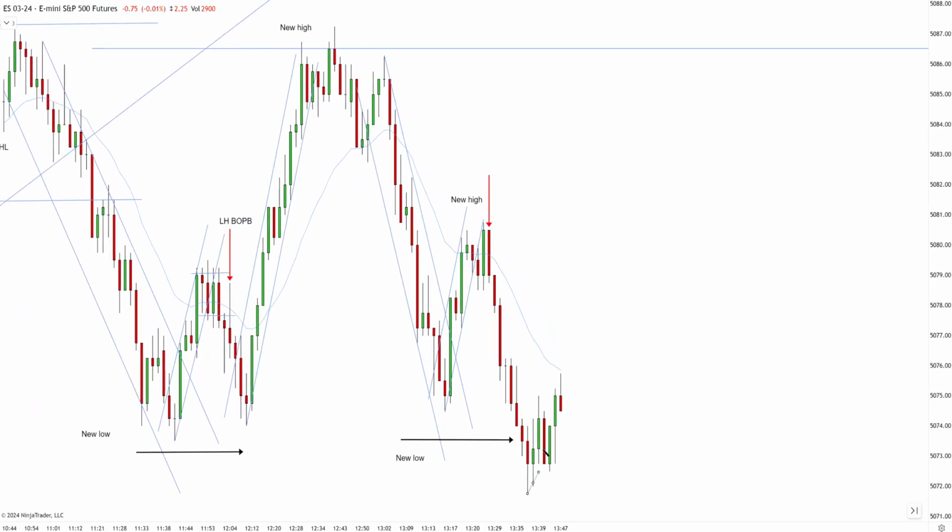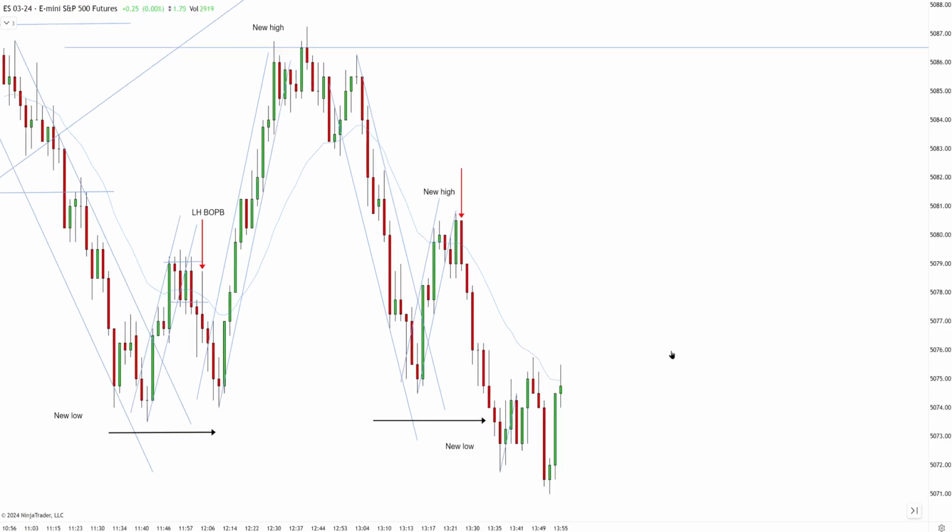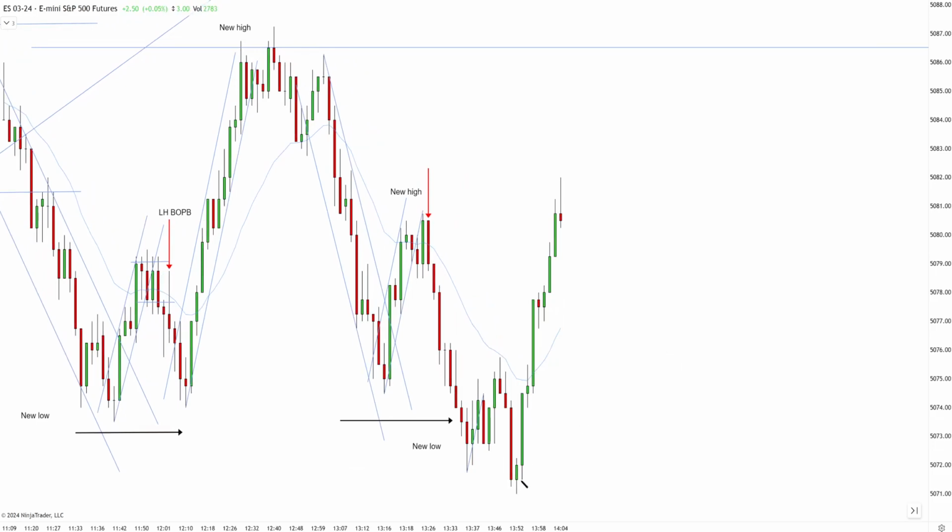There's a second entry short, but after we have a break new low, I cannot really go short here because we have a break new low. I cannot justify it well. Massive spike up.